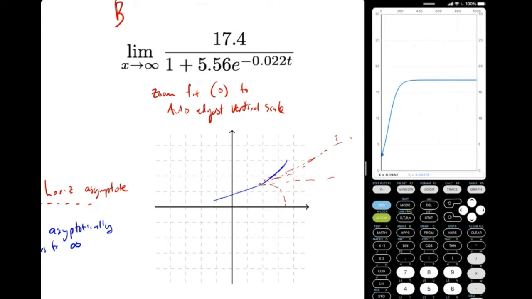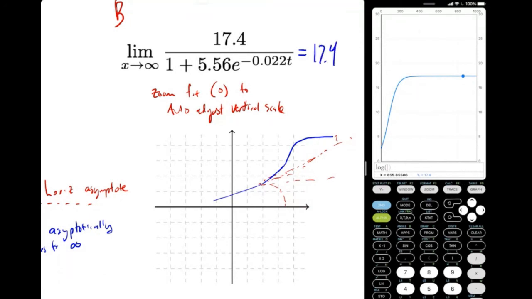What? Oh, what a function. And it levels out. How curious. What's the height of it? Use trace. What's the height of that function? What do you think the value of that limit is? I think it's 17.4.